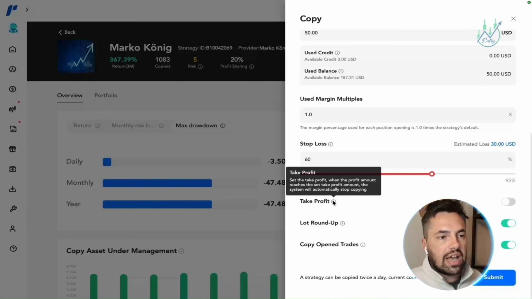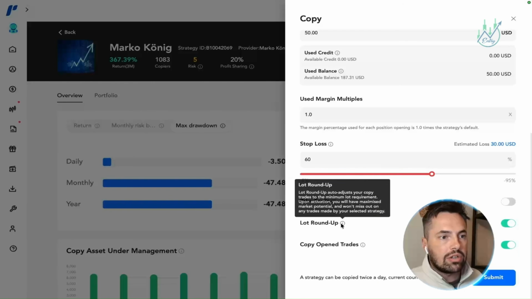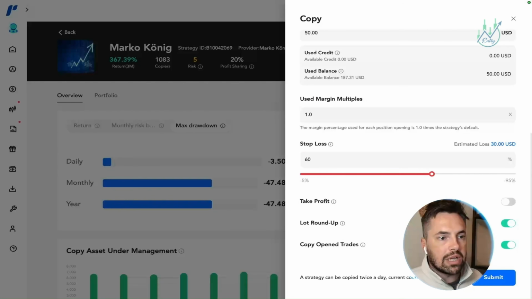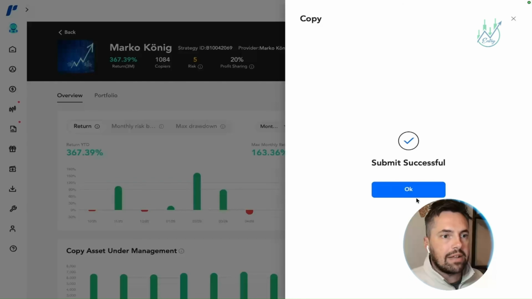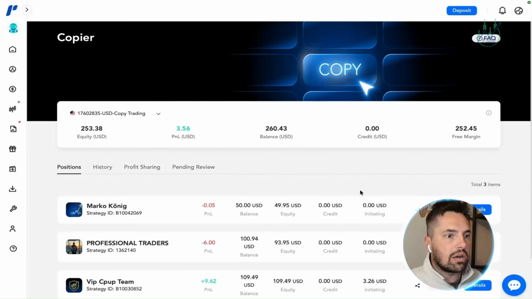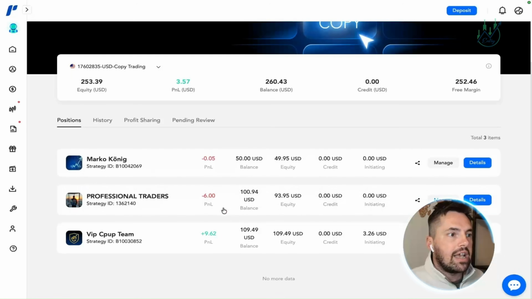You can also set the take profit to where you want. You've got your lot roundup, and then obviously you can copy open trades. Once you're happy, you just click submit, and that will attach our money to this guy. Submit successful. So we're now attached to Marker. And now what you can see here is the different ones we're attached to.